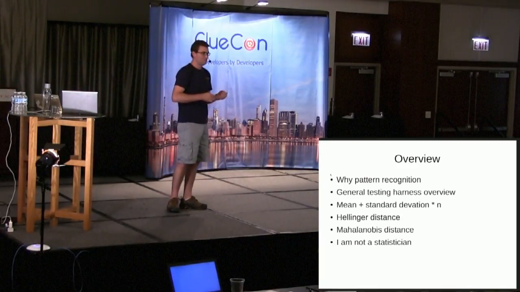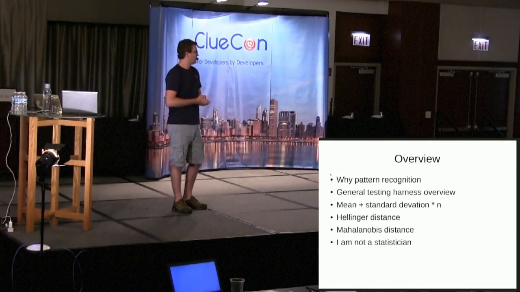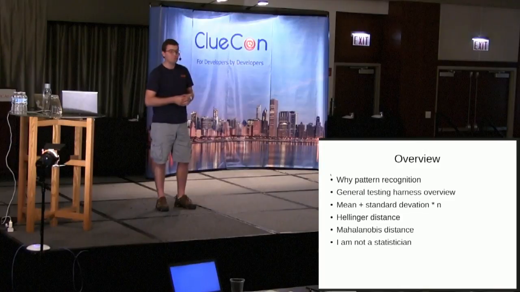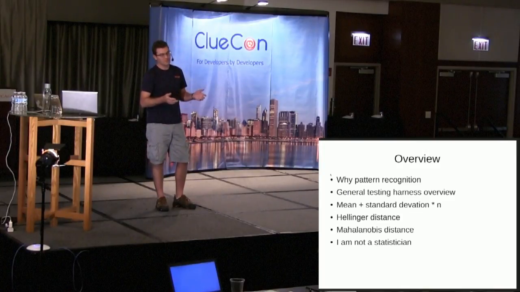So just an overview of what we're going to be talking about. First and foremost, why I use pattern recognition versus other things. We'll take a look at the test harness that I wrote for this presentation. And we're going to review three different methods of looking at patterns in traffic. Specifically, a basic mean plus a number of standard deviations, and then looking at something called the Hellinger distance, the Hellinger-Bhattacharyya distance.